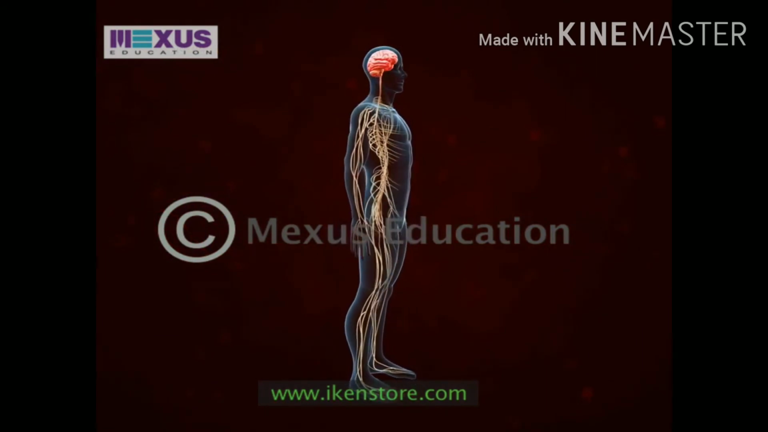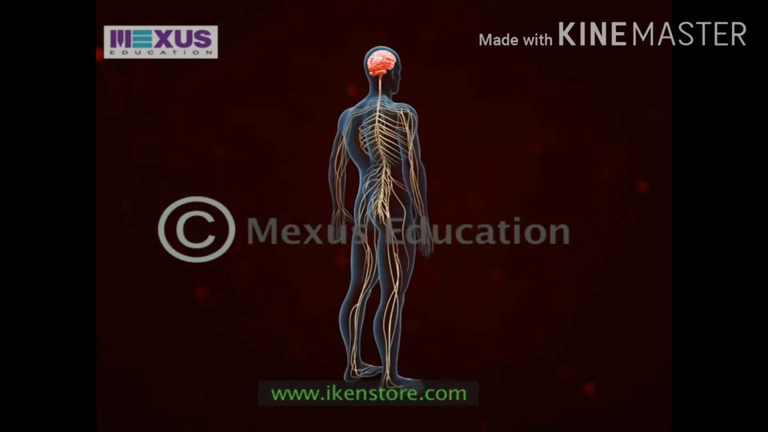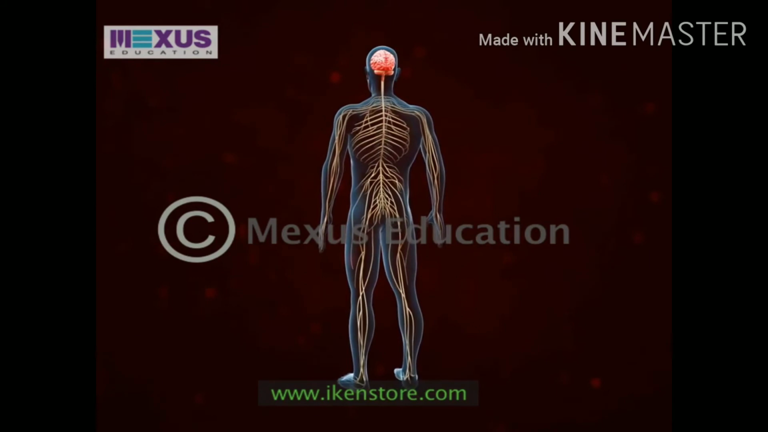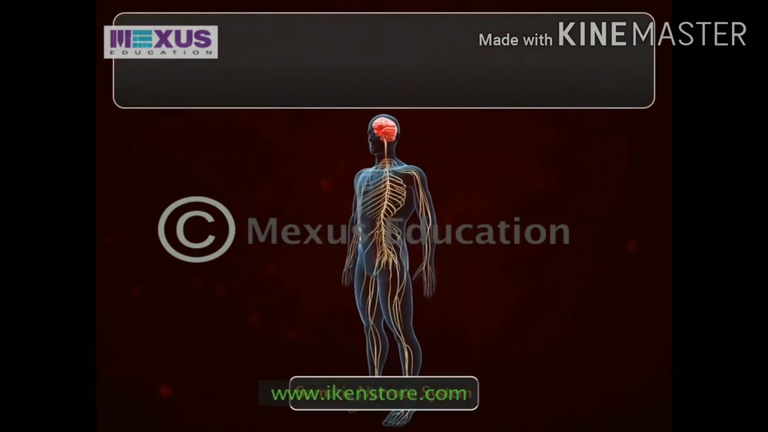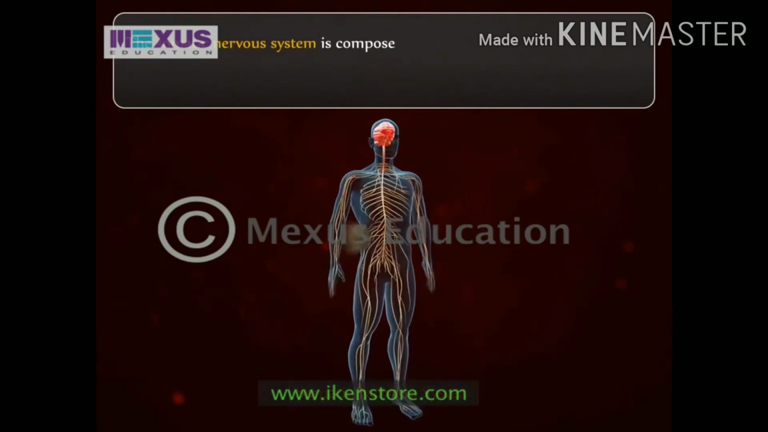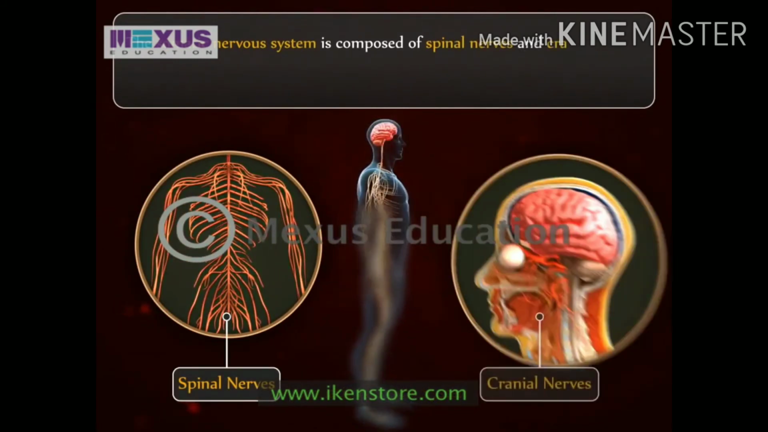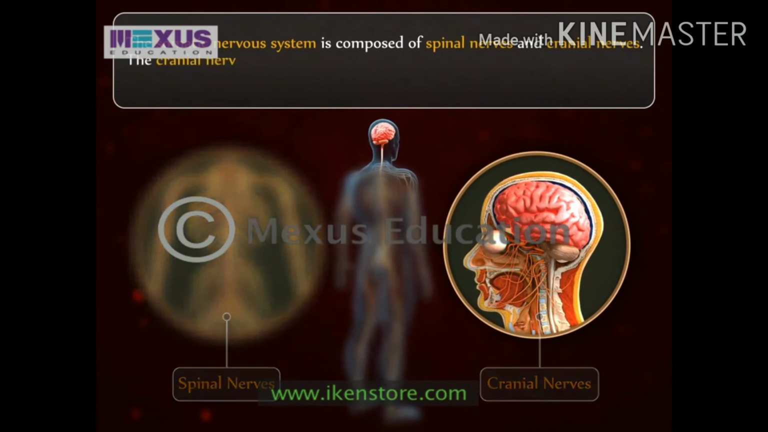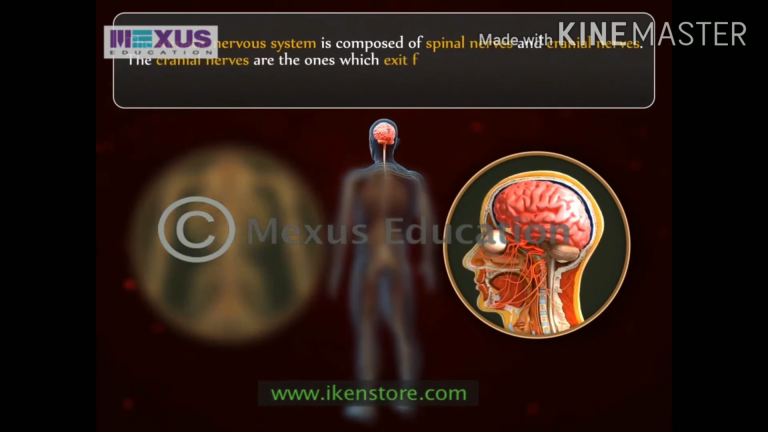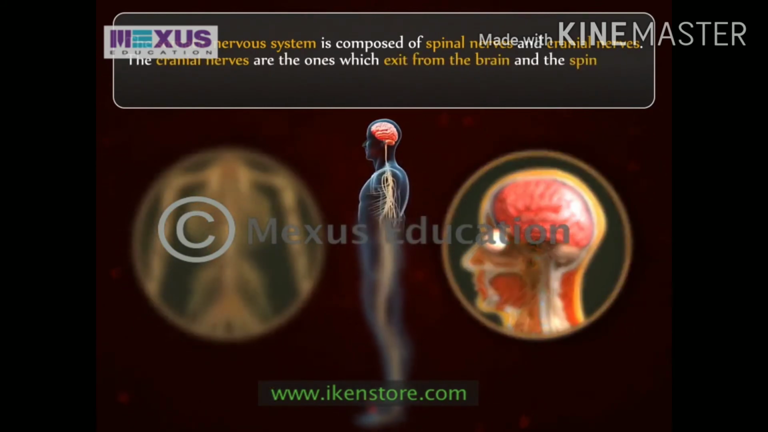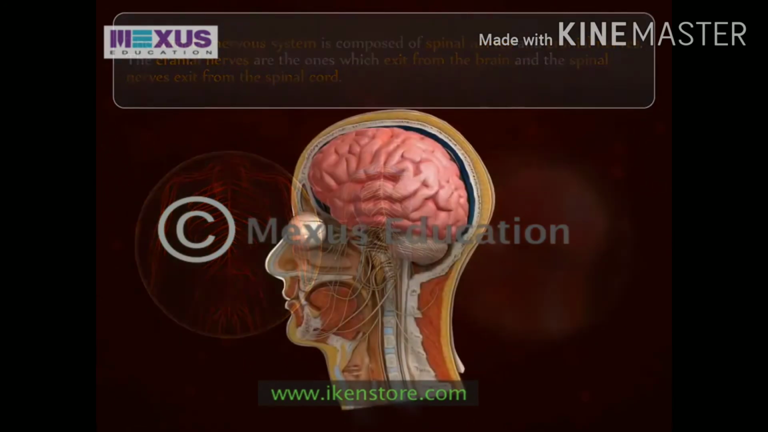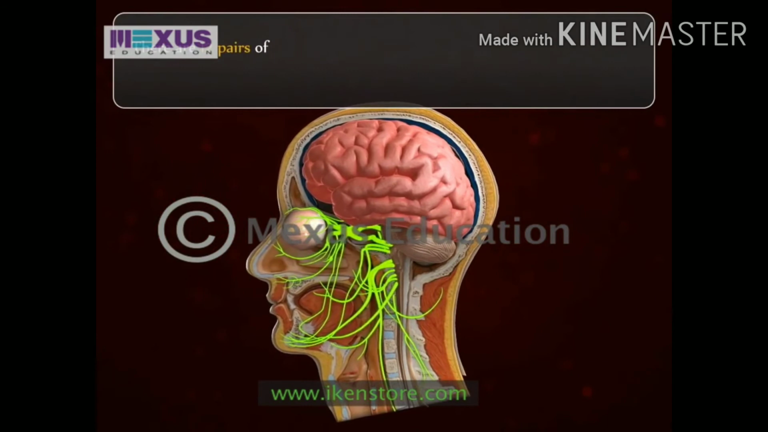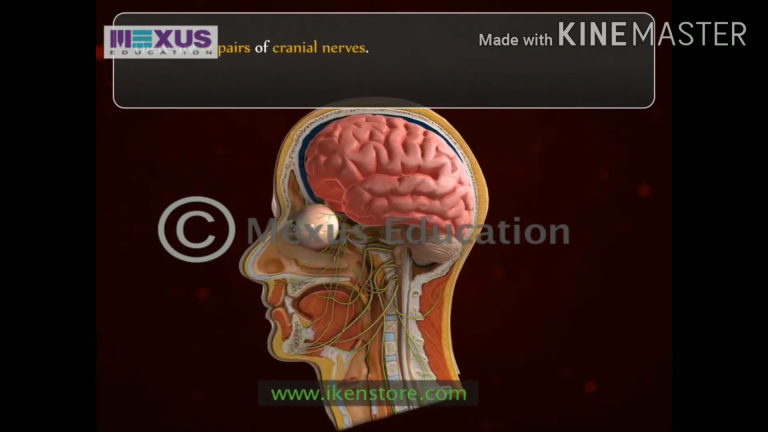The peripheral nervous system is composed of two kinds of nervous systems. The first one is called the somatic nervous system, which is composed of spinal nerves and cranial nerves. The cranial nerves are the ones which exit from the brain, and the spinal nerves exit from the spinal cord. There are 12 pairs of cranial nerves.